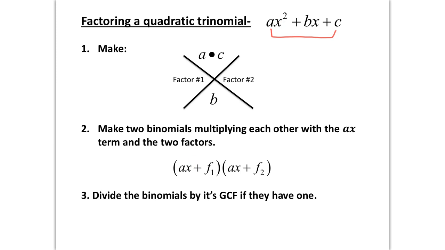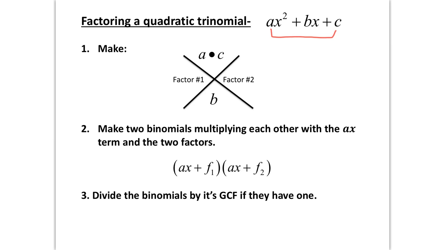If you put x squared here, when you multiply x squared times x squared, that's going to be x to the 4th power. We don't want that. We want an x squared. So you just put an ax and an ax. After the term ax, you are going to bring down factor number 1 and put it here. And you're going to bring down factor number 2 and put it right here. So that's going to be your setup for your answer. You have two binomials multiplying each other.